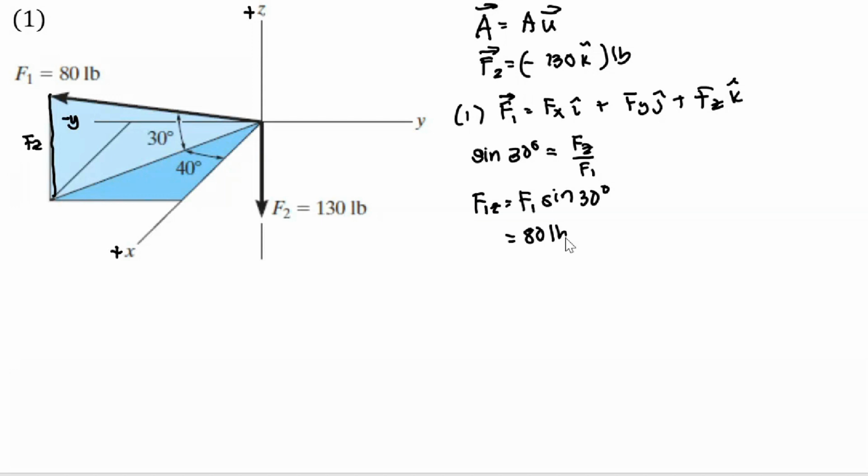Okay? So, therefore, meron na tayong Fz agad. So, that will be 80 pounds sine 30 degrees. What will be the answer of F1z? 40 pounds. Okay, so meron na tayo. Check na natin si Fz. We know Fz. Now, ang susunod natin will be Fx and Fy.